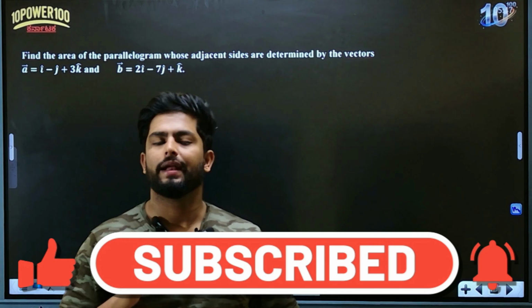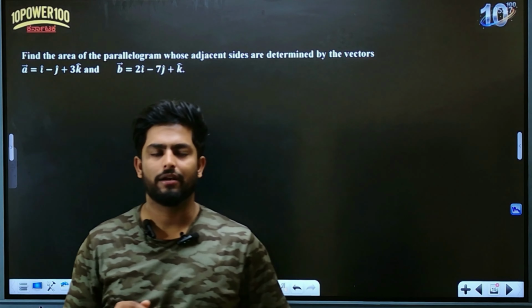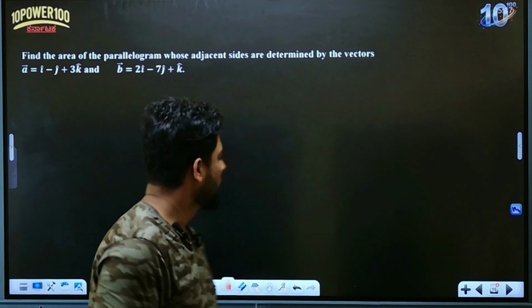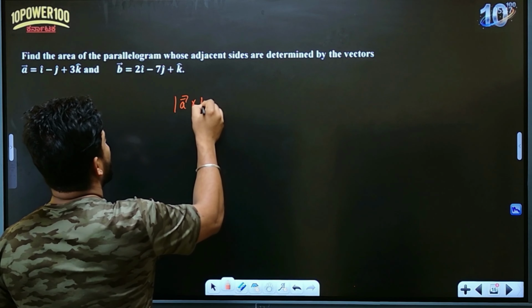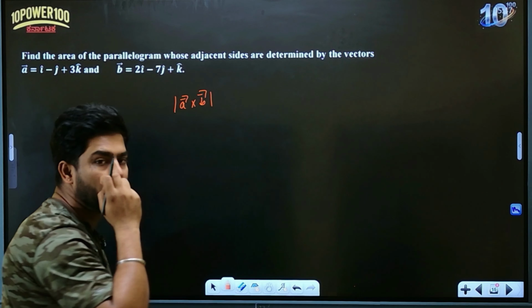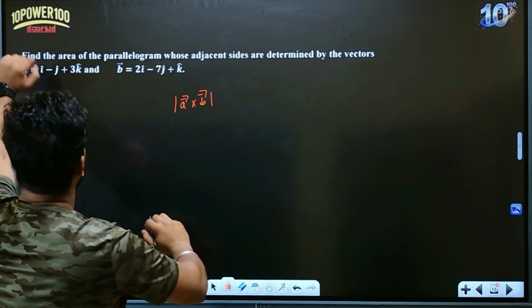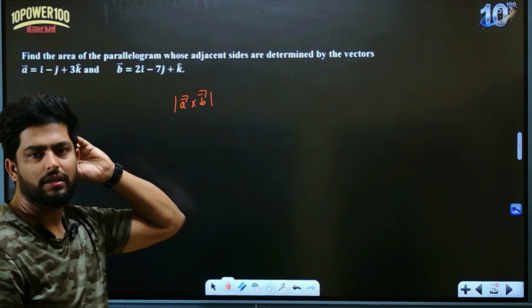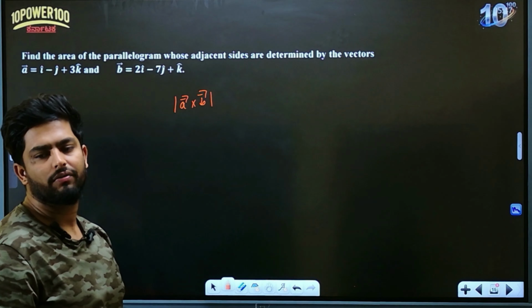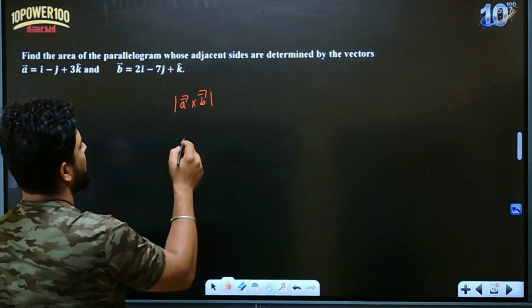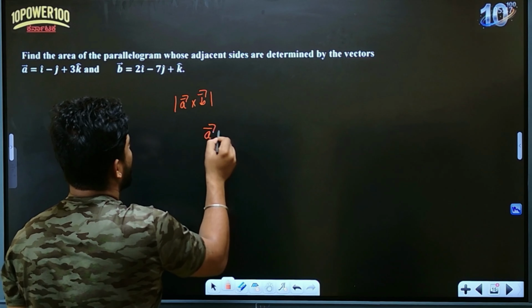Okay, next question. So the next question is finding the area of a parallelogram. Okay, very important question. The formula is very simple: magnitude of a cross b. So a is given, b is given, so we will have to find the cross product of the two vectors and then find the magnitude of it. You will get the area of the parallelogram. So before that, let's find out a cross b.